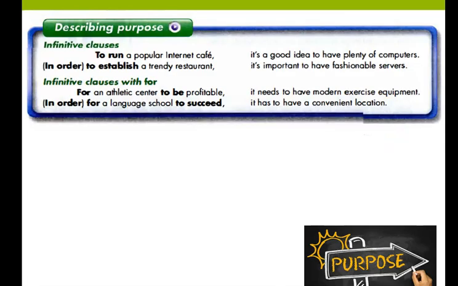So, for us to speak about purposes and to describe them, we use infinitive clauses that start with to plus the verb form of an infinitive, or in order plus infinitive. Or I can use an infinitive clause with for something to, or in order for something to, and then I continue with my idea.